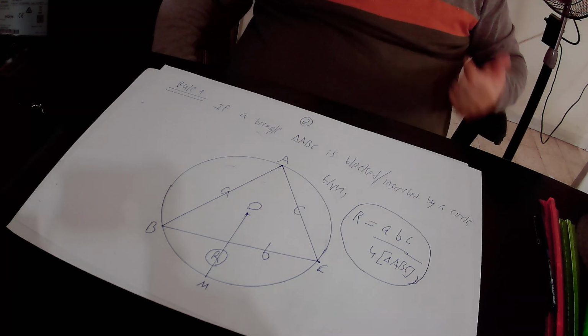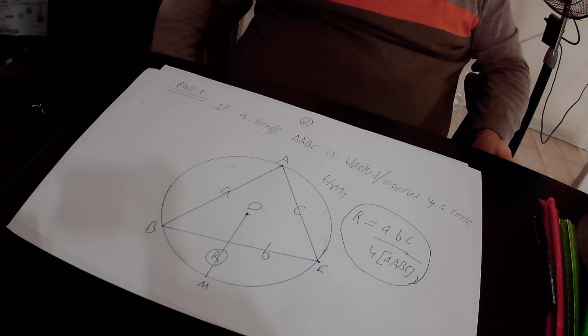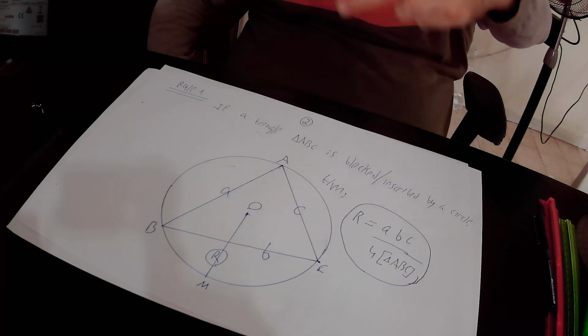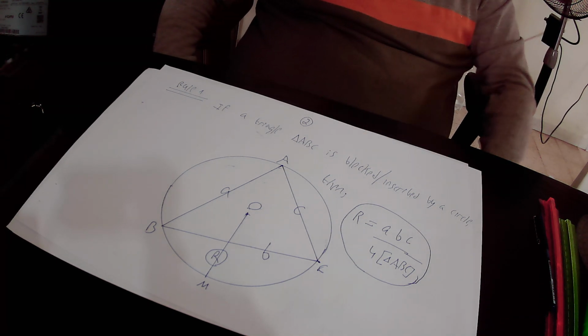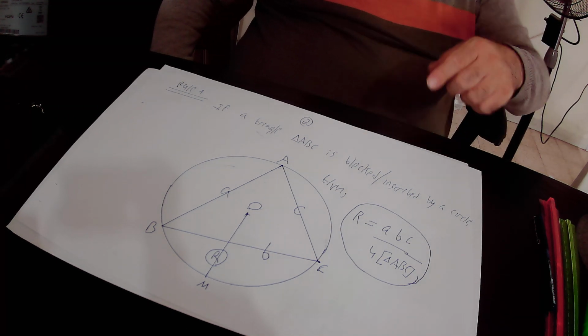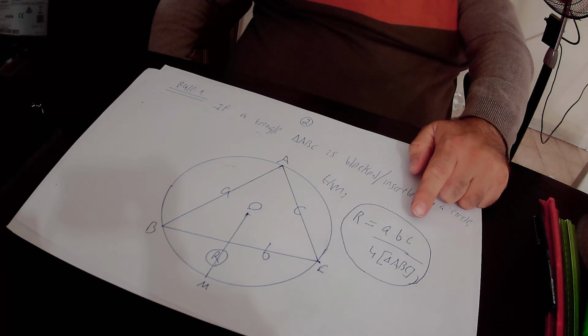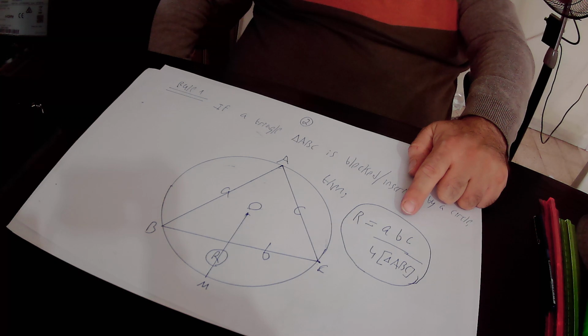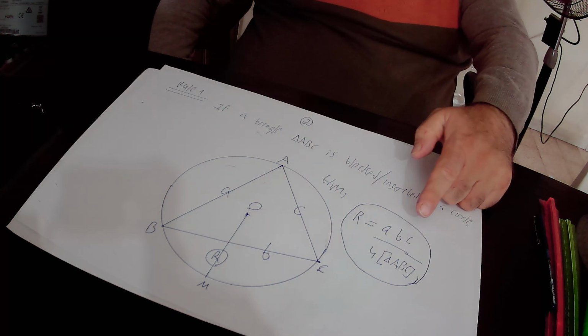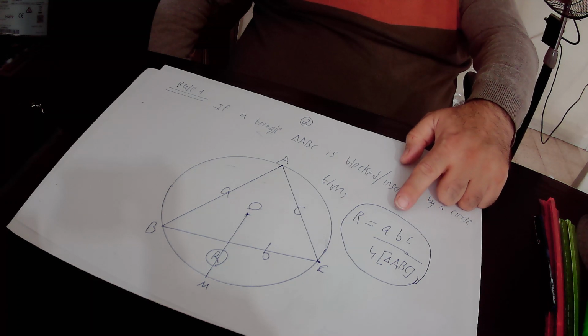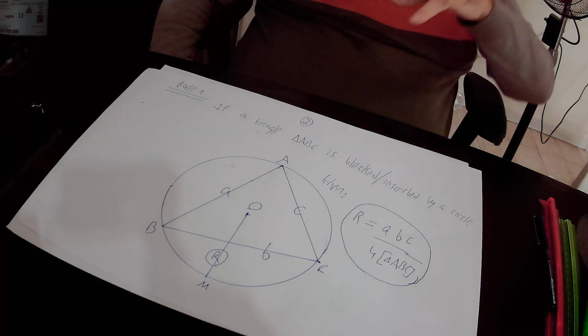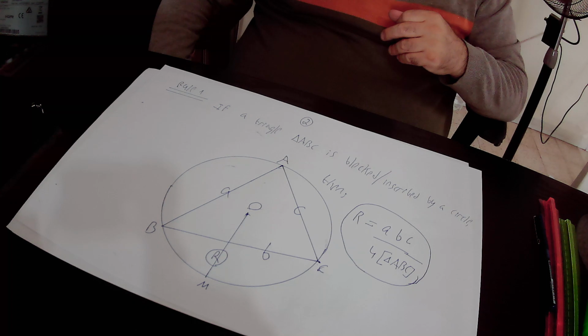So if we know all three sides of a triangle that is blocked by a circle, you can easily find out the radius of this circle that blocks the triangle. Why? Because you can find out the area of the triangle only by knowing the lengths of the three sides of the triangle. And in this way, we actually find out the radius of the circle that blocks the triangle.